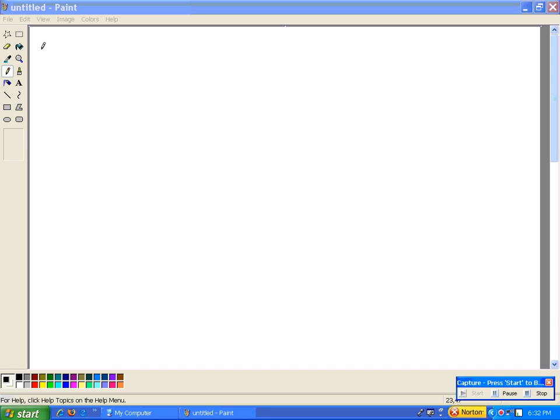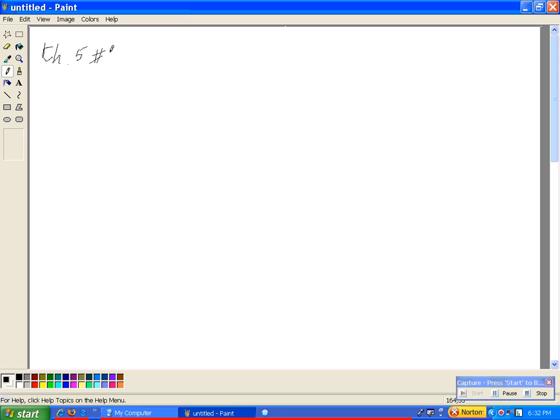Alright, this is chapter 5, number 17, part E. So there's a picture there. We don't need to draw the picture down, but it's a good idea to create a free body diagram.